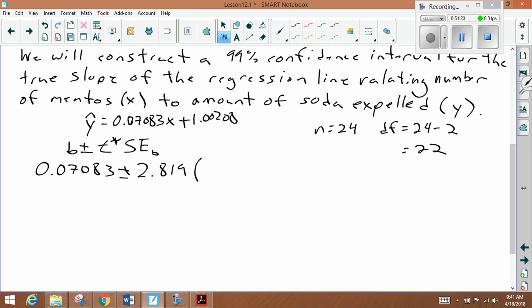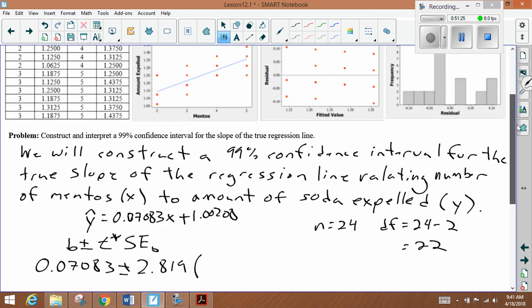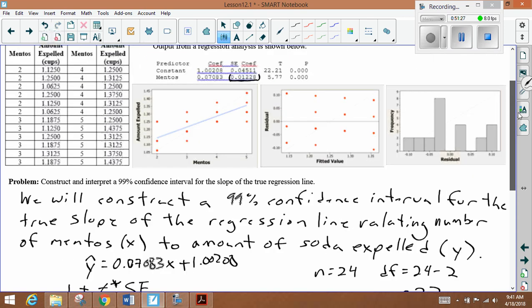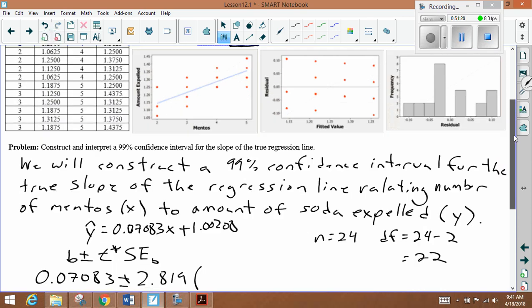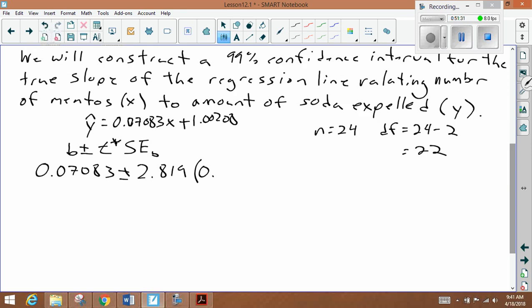And my standard error of my slope is 0.01228. We're going to calculate this thing, and I'm just going to save a little time. Calculated.